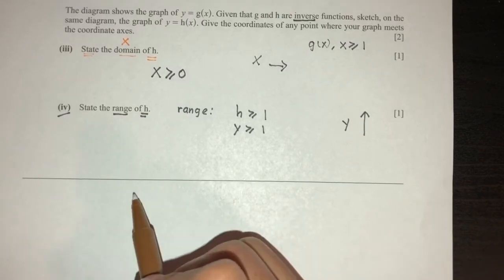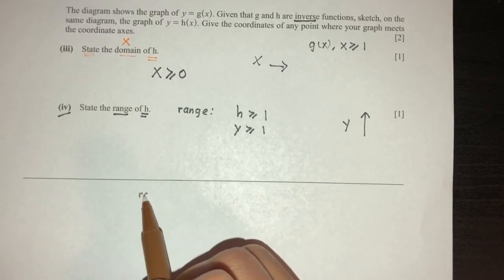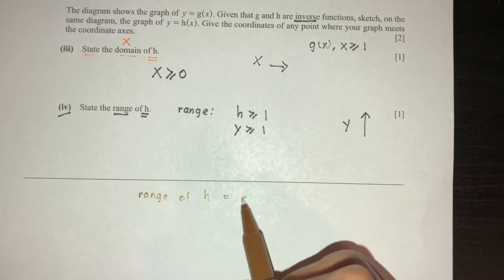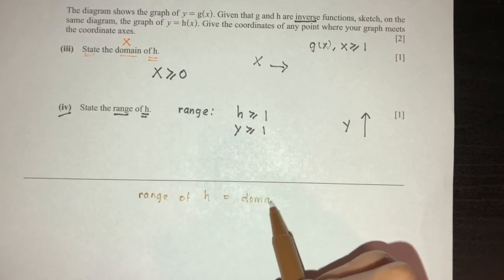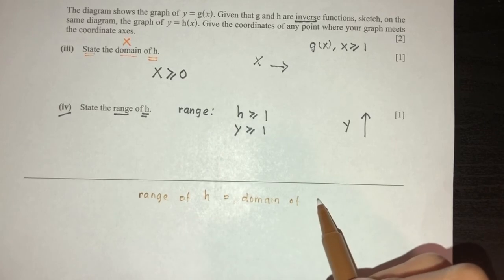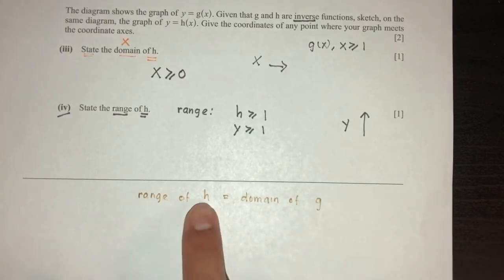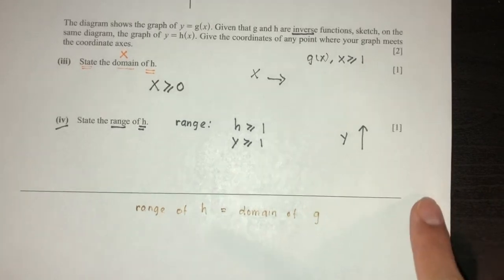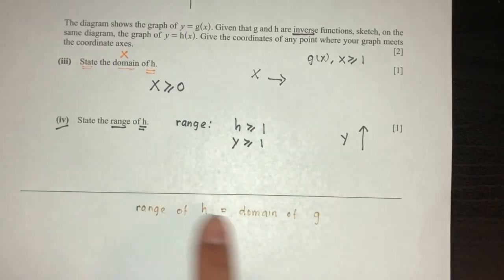Sometimes we have to use that. We have to know the range of h is equal to domain of g. Because these two are inverse functions, we can use this trick to find the range. For example, here, the range of h is domain of g.